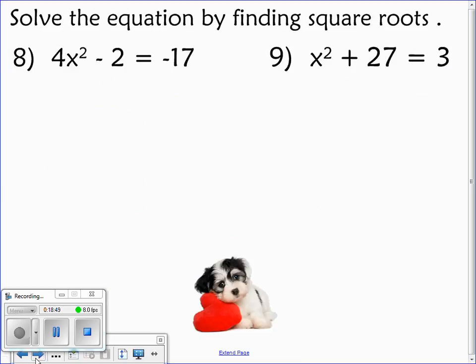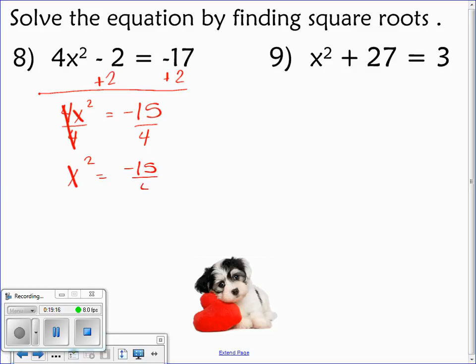All right, number 8. What's first thing? Add 2. So we get 4x squared equals, gives me a negative 15. Then what? Good. Divide by 4. So x squared equals, does that divide? No. So leave it negative 15 over 4. Then what?